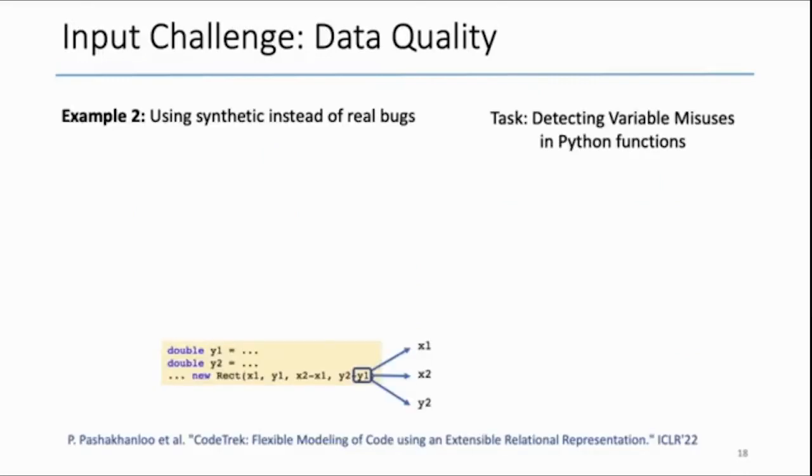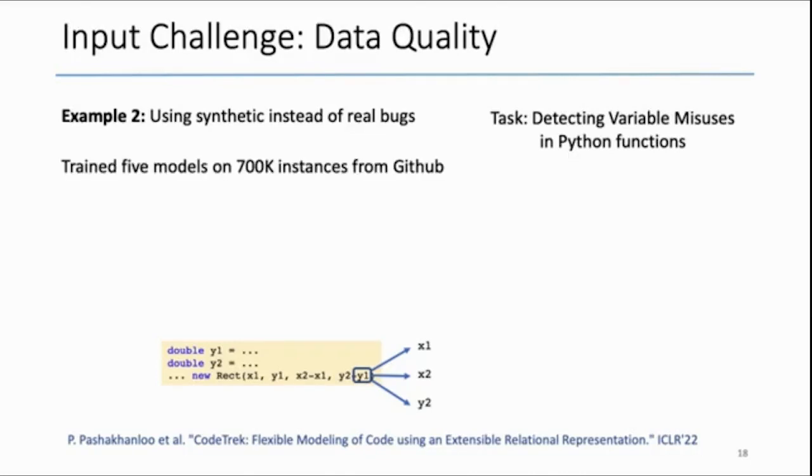But let us say that we have cleaned our data, we have deduplicated it. Is it now safe to use it? In our own work this year, which appeared at ICLR, called CodeTrek, we started out with this synthetic data set. Again, we are looking at variable misuse detection in Python. We started out with real programs written by humans, but we said, let us replace each variable with other candidate variables in scope, and now we have both positive and negative samples of variable misuses. For example, if we replace that y1 with another variable in scope that type checks, let's say x1, now we have a synthetic sample of a variable misuse.